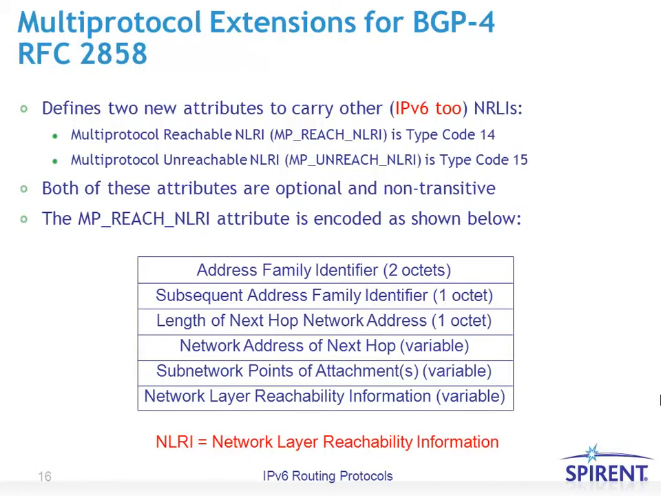So this is the format of a network layer reachability attribute, and you can see that it contains such things as the address family identifier, sub-address family identifier, as well as the network layer reachability information, in other words, the IPv6 prefix. So a single BGP update could have a long string of these attributes, each one encoding a different IPv6 prefix.